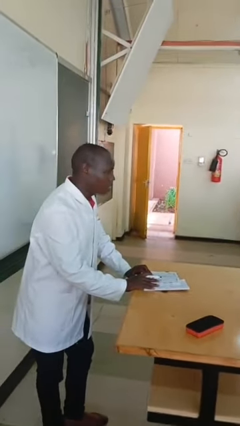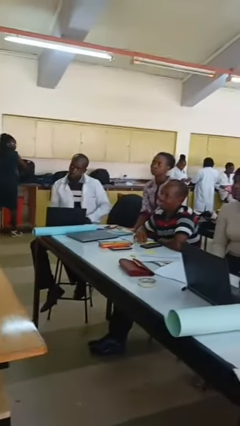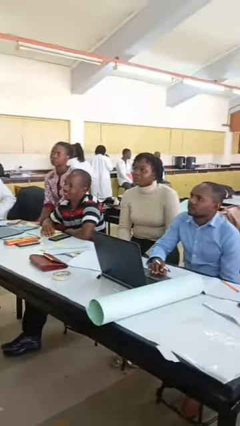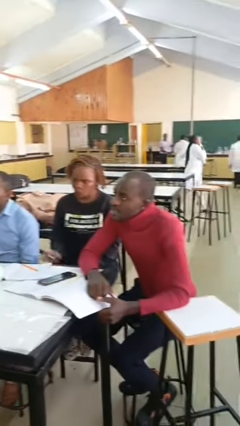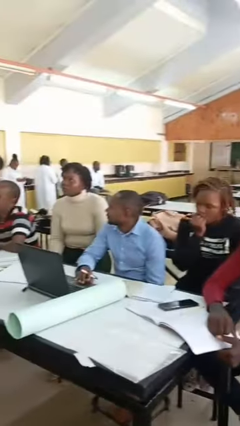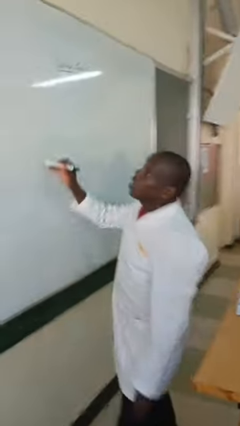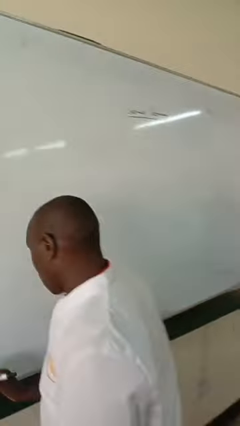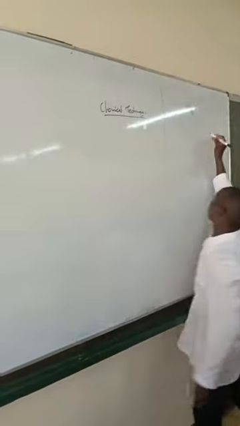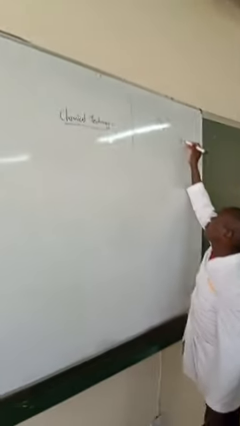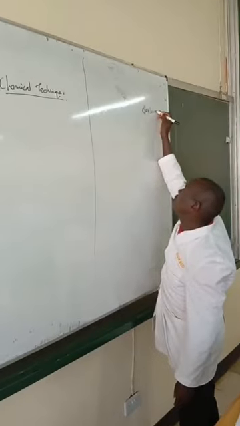Our unit today is chemical techniques. It's called chemical techniques. When is today? It's the 8th of the 4th, 2025.